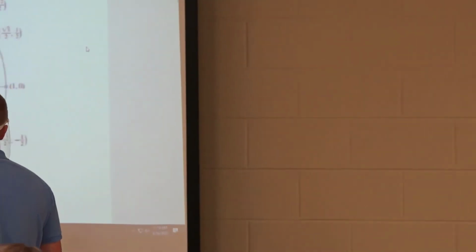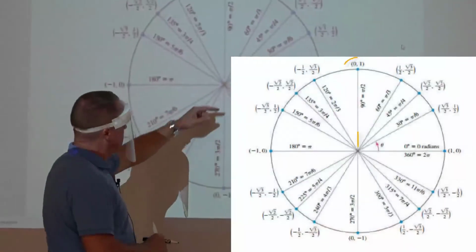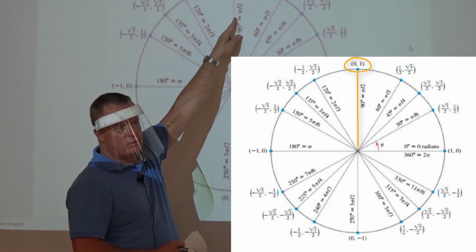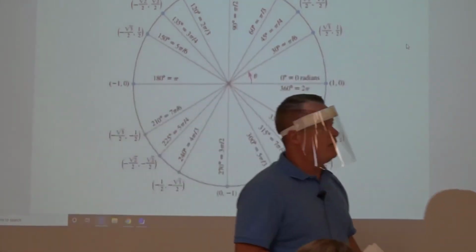So for sine, I'm only going to look in quadrants 1 and 4 to see where y is 1. And y is 1 right there, so that angle is pi over 2. So the inverse sine of 1 is pi over 2.